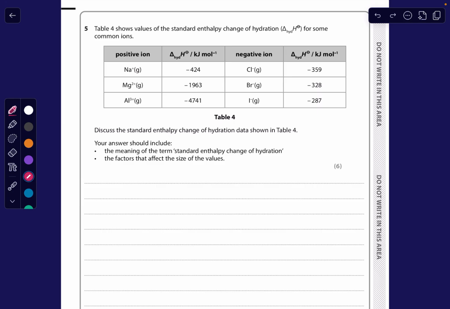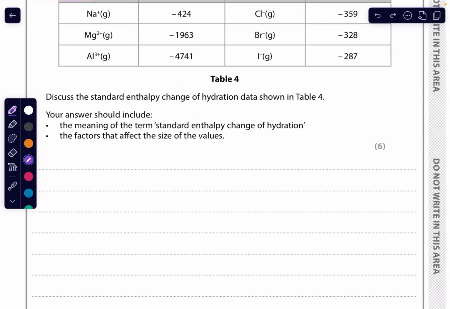But there are some things that you can do to pick up some marks quite easily. Let's talk about those first. Discuss the standard enthalpy change of hydration shown in Table 4. Your answer should include the meaning of the term standard enthalpy of hydration. So there's those 2 marks that I told you to revise in class that they'll always come up. And the factors that affect the size of the values. This is where you need to relink back to Unit 1 of charge, attraction, radius, and shielding. Not necessarily in that way, but I will explain it. Let's start off with the easiest way to pick up those 2 marks, the definition.